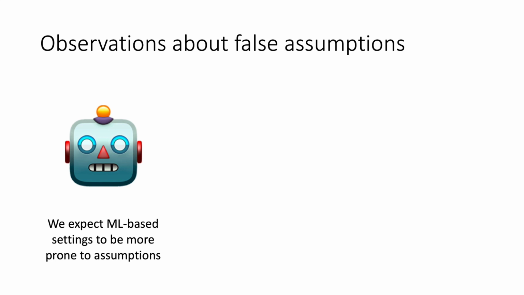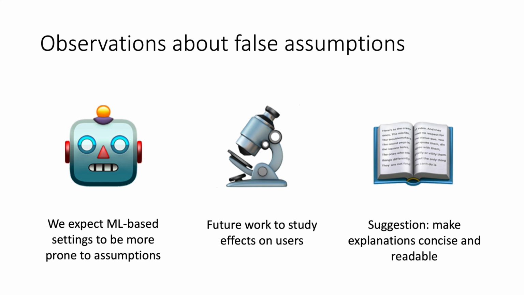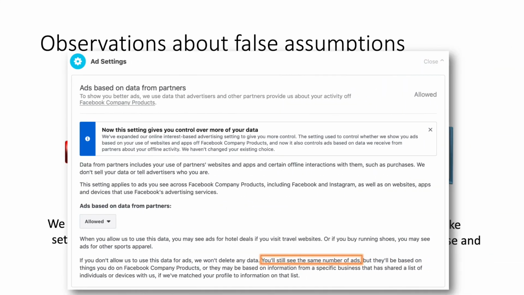Second, future work should further investigate the effects of these false assumptions, but for now, we think it's prudent to try to minimize it for the respective users. One suggestion to do this is to make the explanations for settings more concise and readable. For example, Facebook's ad setting explanations are hundreds of words of prose, and participants were missing the parts that said the settings don't control ad frequency.